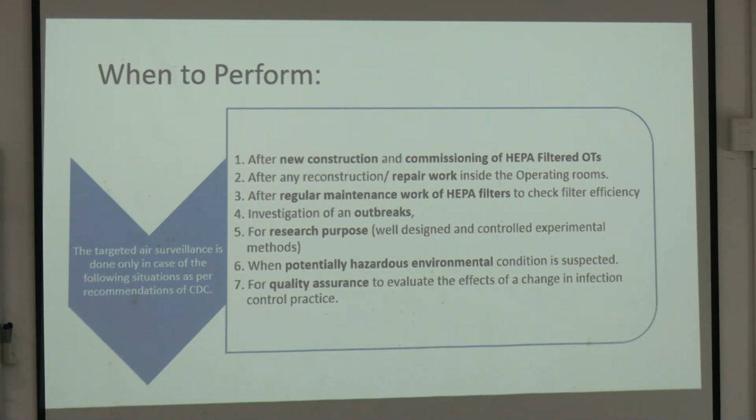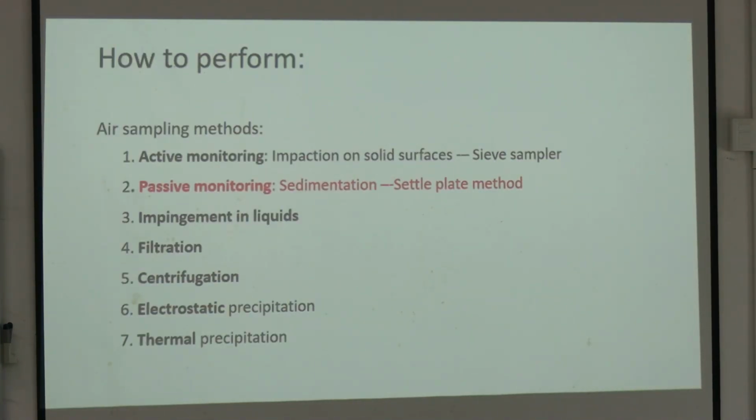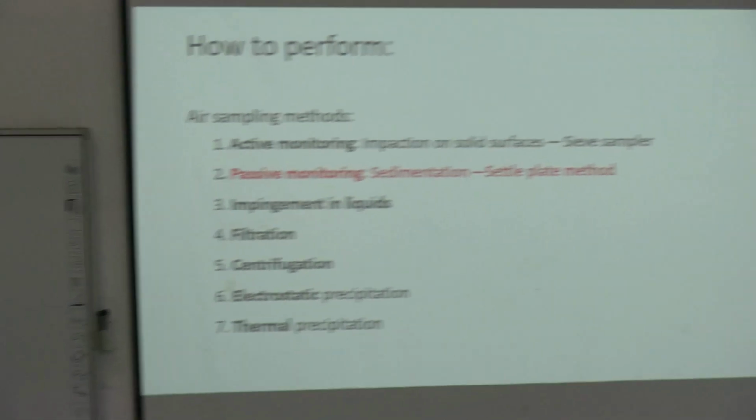Okay, this I have already told, when to perform the air culture. Now there comes how to perform the air culture. There are many methods. There are 7 methods, but we don't do all of these. Generally, we either do active monitoring or passive monitoring. Of these two, passive monitoring costs less, and 50% of hospitals do passive monitoring because less manpower is needed. You don't need any specialized instrument. All you need is a culture media plate.